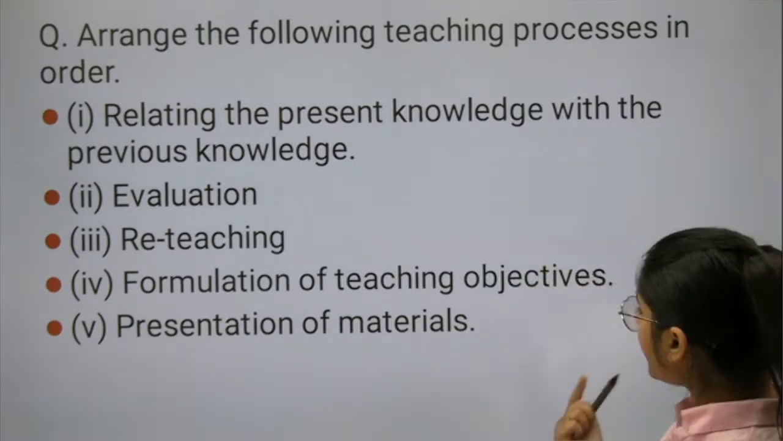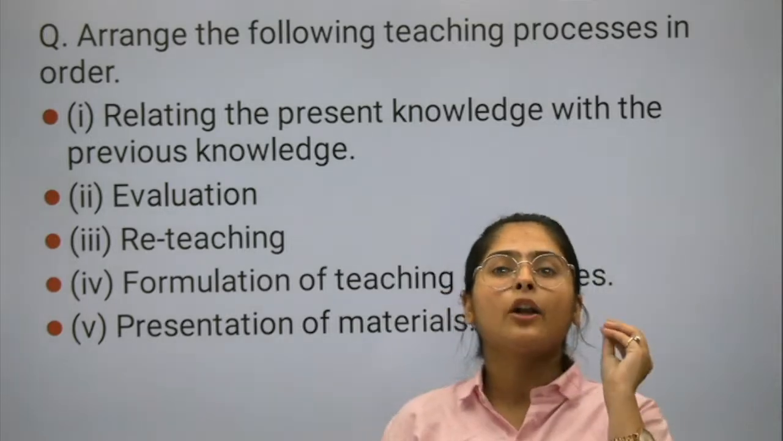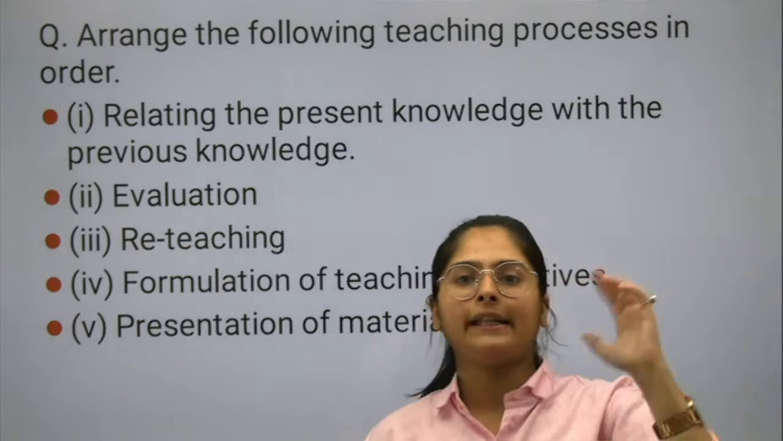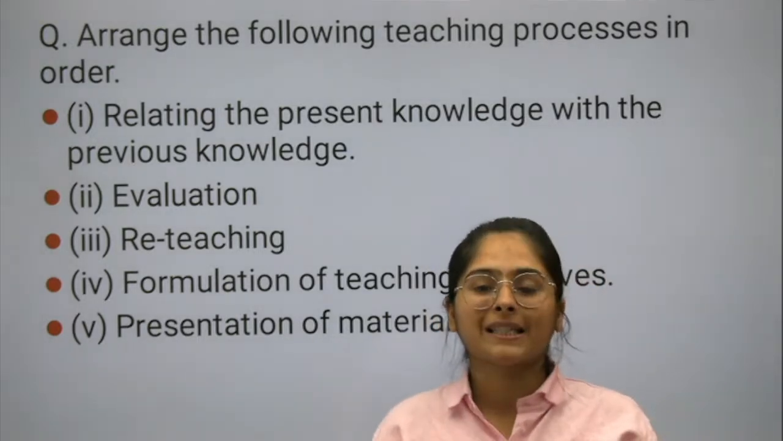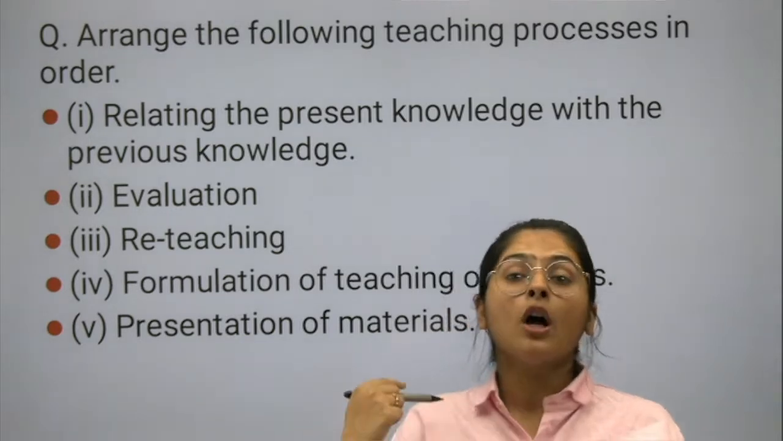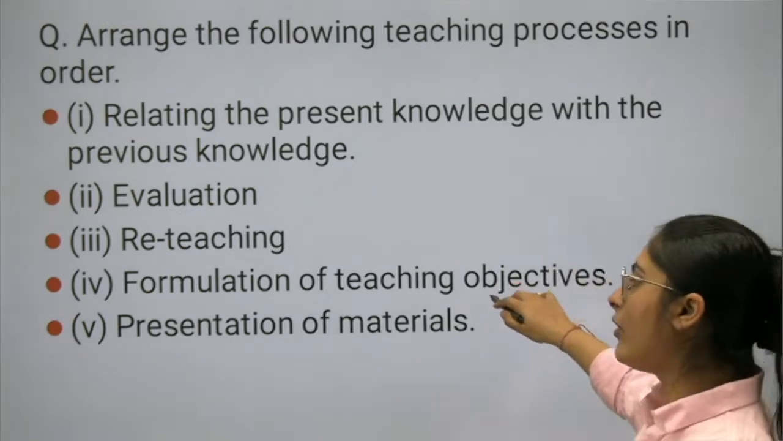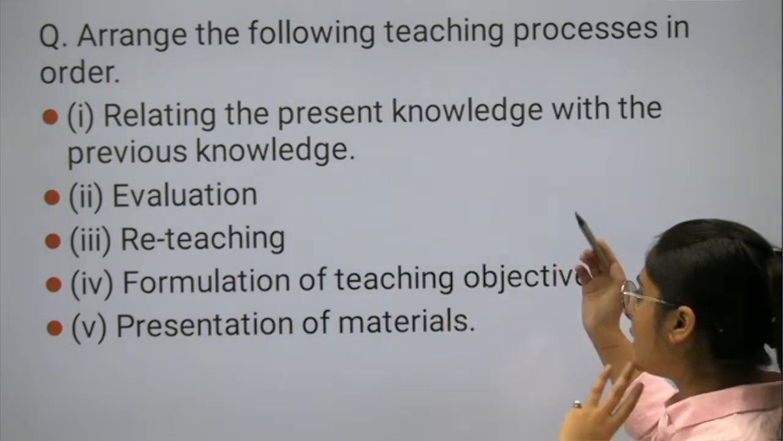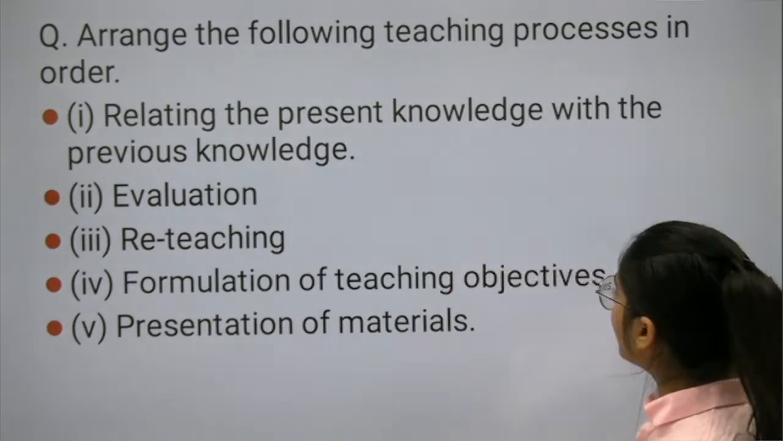Next is formulation of teaching objectives. This is a very important point, that objectives are always formulated before teaching. Before entering the class, I have objectives and goals in my head: which topic I have to teach, and what the purpose of my teaching is. So this is the first point. Okay, now we have already found three points. The numbering we can do: evaluation could be fourth or fifth, and this is the first.